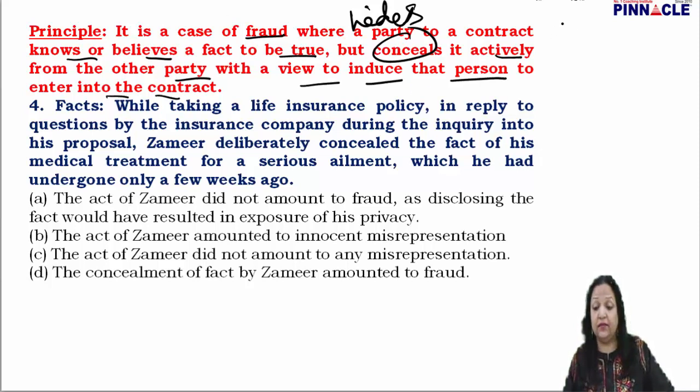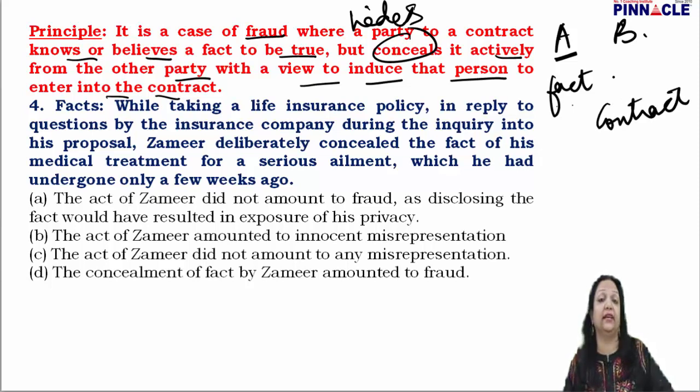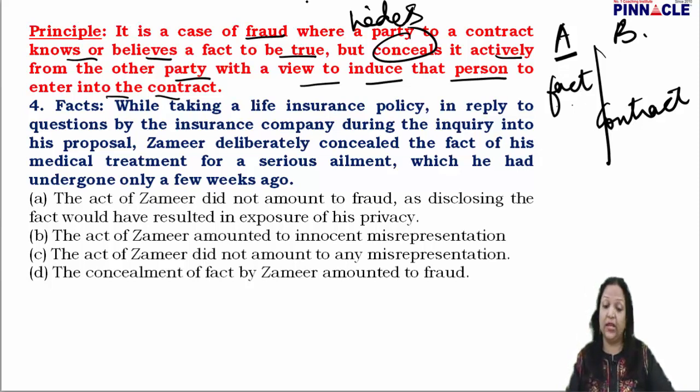Okay, it says, suppose there are two people, A and B. Now it is going to be a fraud if A knows there is a fact which he should disclose, which he knows to be true, and which is going to affect the contract if he discloses it, but he makes an effort to hide it. In such a situation it is going to become a fraud. It is a case of fraud where a party to a contract knows or believes a fact to be true but hides it actively from the other party.